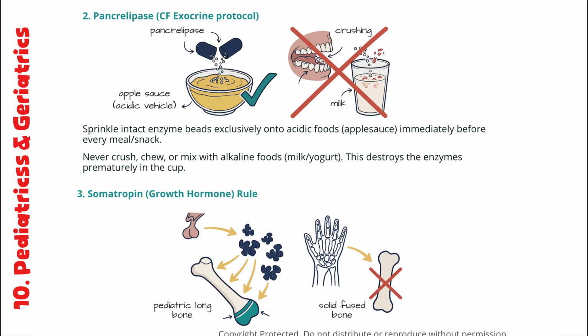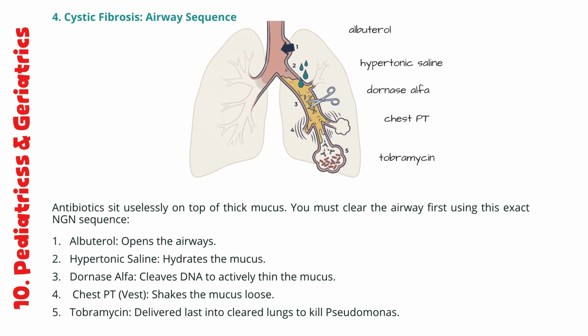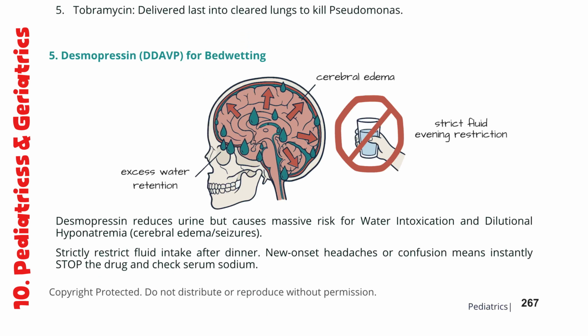And airway clearance in CF follows an exact 5-step sequence, because antibiotics sitting on top of thick mucus do nothing. Albuterol opens the airway first, hypertonic saline hydrates the mucus, Dornase alpha chemically thins it, chest physiotherapy shakes it loose, and only then does tobramycin go in last, into airways that are actually clear enough for it to reach the bacteria. Somatropin, growth hormone, works only on open epiphyseal growth plates.